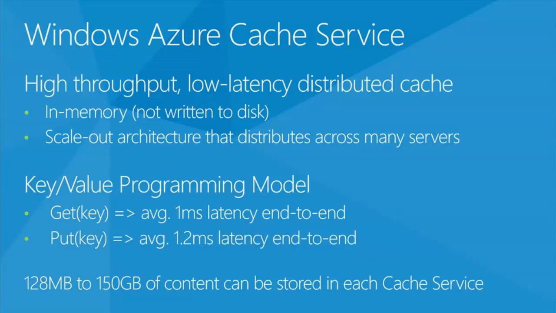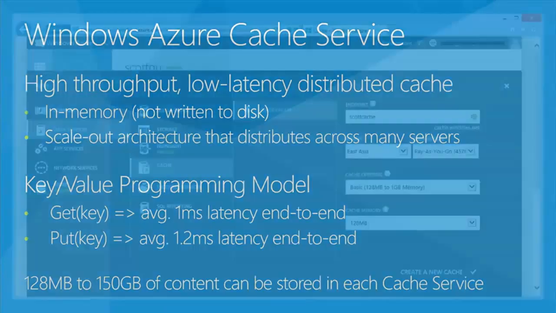The beauty about the in-memory cache, though, is it's lightning fast. Basically, if you retrieve something from the cache, it takes about 1 millisecond end to end. That includes all the network time back and forth from the web tier or your app tier to the cache and back, which is pretty fast. And when you put something in, it's about 1.2 milliseconds. So it's very, very fast. And it's designed to scale out across multiple nodes, so you can go from 128 megs of cache all the way up to 150 gigs per cache instance.